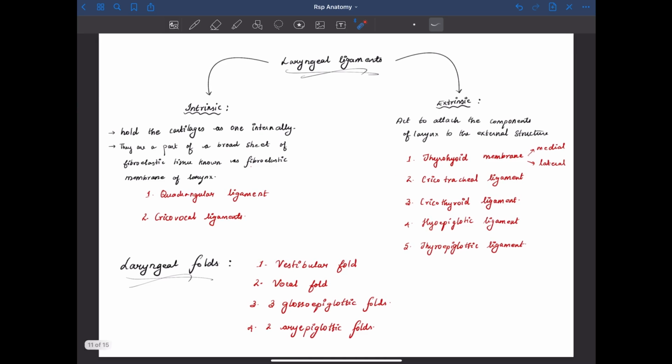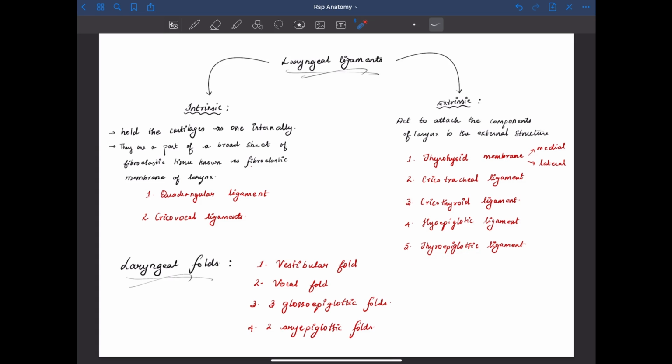Okay, there are 5 types of extrinsic ligaments: thyrohyoid membrane, cricotracheal ligament, cricothyroid ligament, hyoepiglottic ligament, and thyroepiglottic ligament. Just like the name suggests, the thyrohyoid membrane connects the thyroid with the hyoid bone. Similarly, the cricotracheal ligament connects the cricoid cartilage to the trachea, and the cricothyroid ligament connects the cricoid cartilage to the thyroid. The hyoepiglottic ligament connects the hyoid bone to the epiglottis, and the thyroepiglottic ligament connects the thyroid cartilage to the epiglottis. We will see it, don't worry.